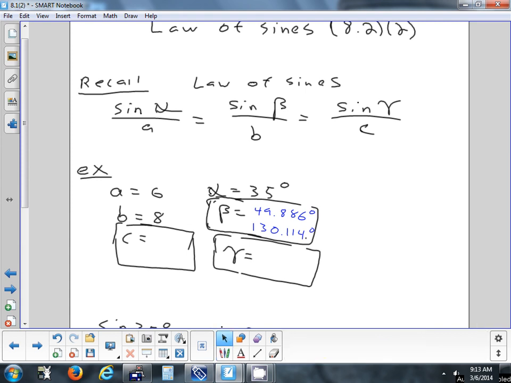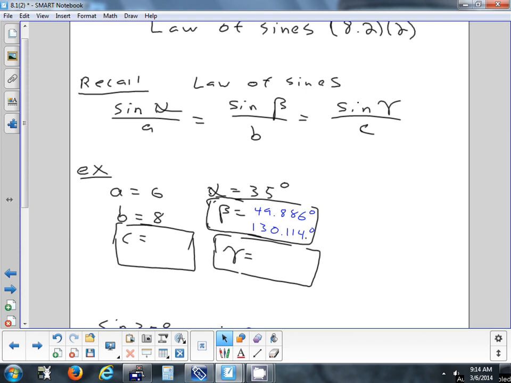Does that second answer work, though? If gamma was very acute. Well, gamma doesn't really affect whether or not the 130 is going to work. It's more on alpha. So if you look at alpha, alpha is 35. Gamma is 130.114. So if we add those together, you get 165.114. So this is not too big. If this angle was bigger, it might add up to more than 180, and then it wouldn't work. Okay, but this time it does. Any question on that?